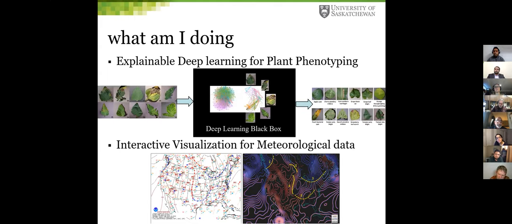Here is another example on the bottom. You can see a new visualization for the meteorological data. On the left, probably some of you know that this is weather fronts visualized in NOAA Visualization Center. And then if you use our methods, you can see the fronts are clearly visible. The potential locations are more easily understandable.